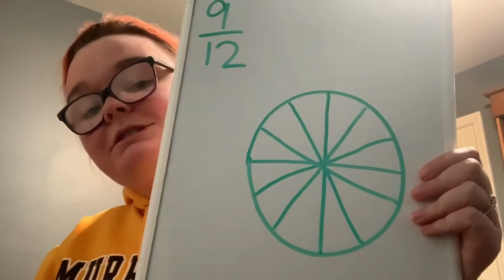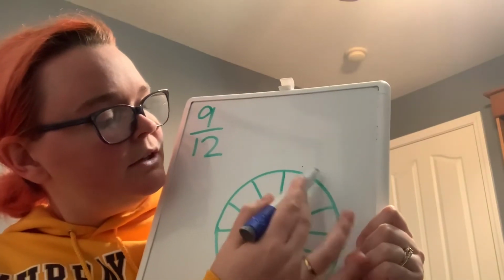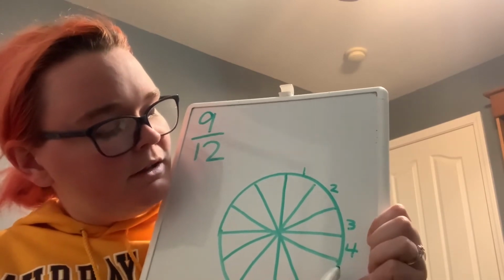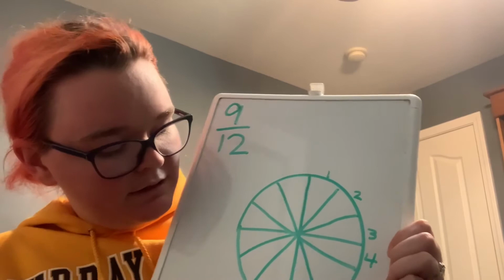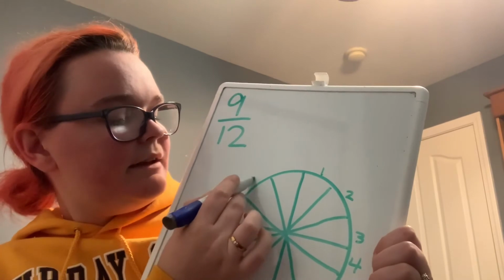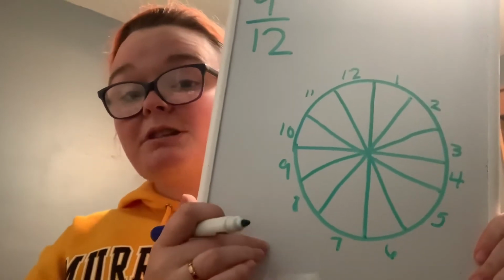And like I said earlier, these parts aren't going to be perfectly equal because I am human, we are human, and everything we do is not going to be perfect. However, as long as we do have 12 parts, then we are good. So here we have 1, 2, 3, 4, 5, 6, 7, 8, 9, 10, 11, and 12. So we do indeed have 12 parts of our whole.